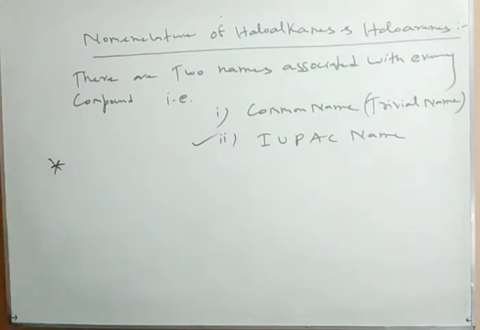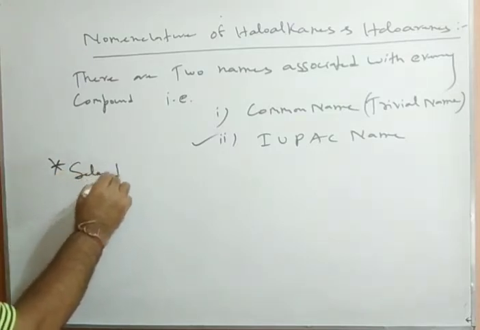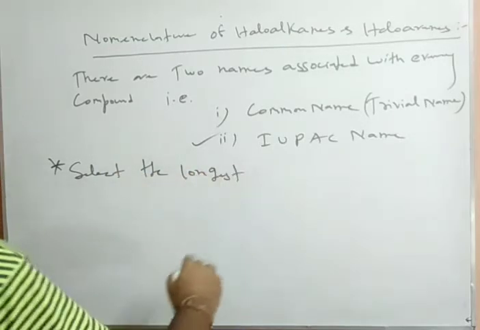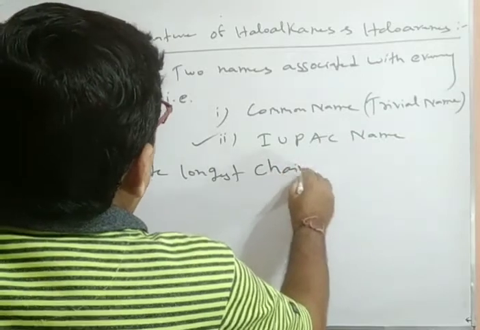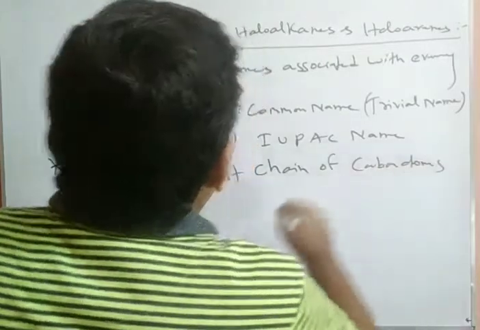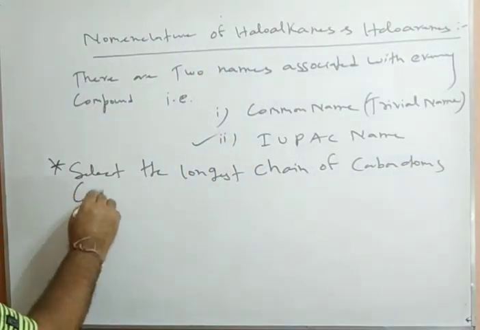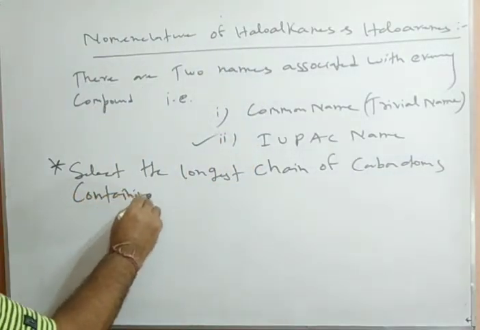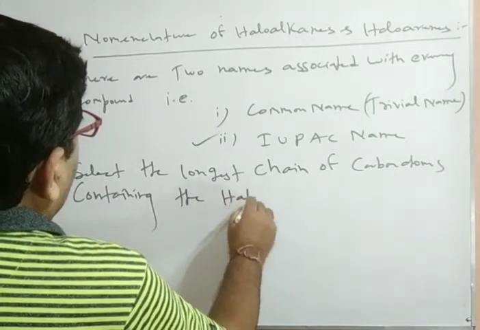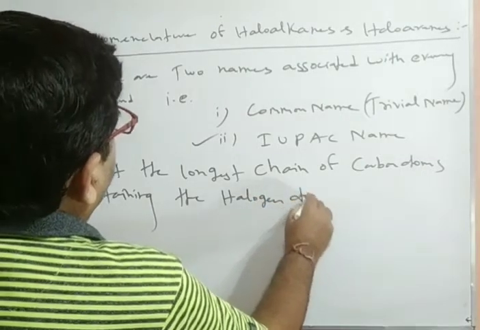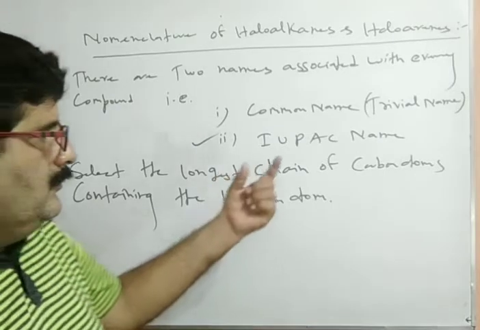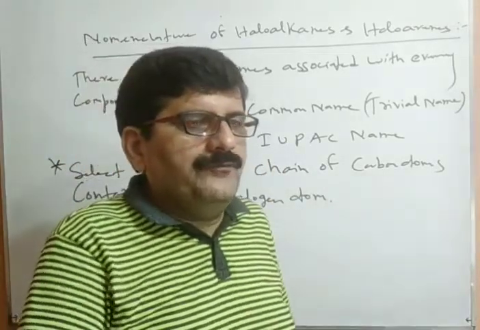The first one, select the longest chain of carbon atoms containing the halogen atom. This is the first rule while writing the IUPAC name of haloalkanes.